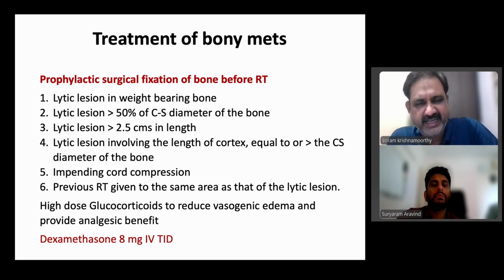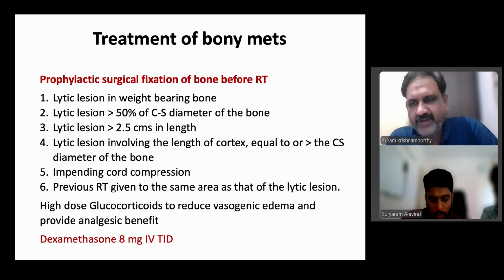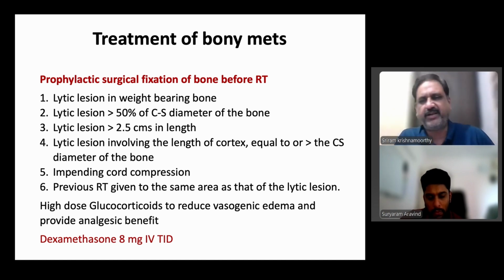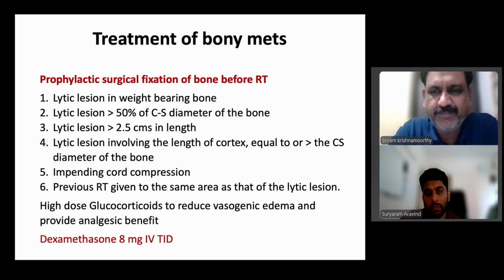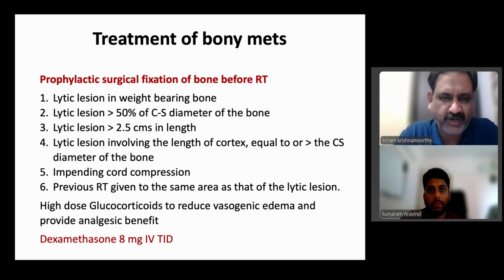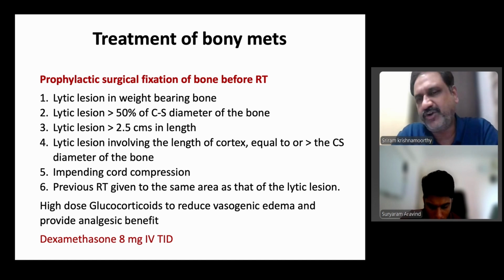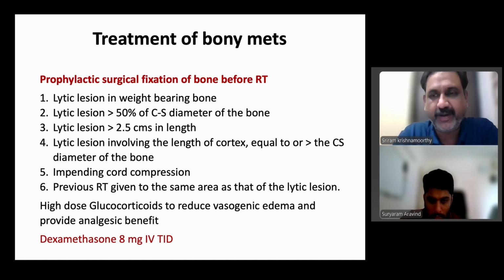If that lytic lesion is more than 50% of the cross-sectional diameter of the bone, or if the lytic lesion is more than 2.5 centimeters in length, or if the lytic lesion involves the length of the cortex equal to or more than the cross-section of the diameter of the bone, that means the lytic lesion burden is higher. That means the bone becomes very fragile and more prone to fracture. That is what it means. If it is more than 2.5 centimeters long, or more than 50% of the cross-section of the diameter of the bone, the bone is more likely to break while the patient is on treatment.